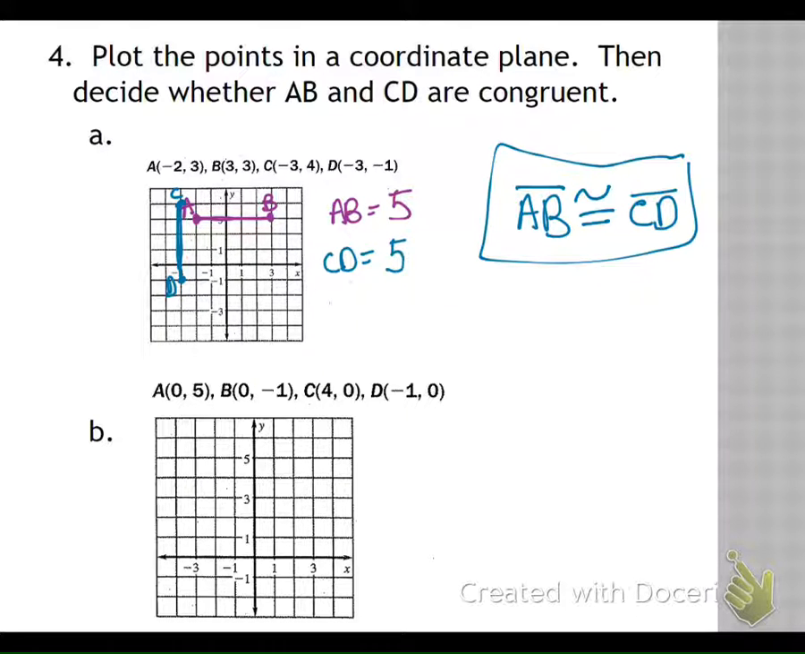Next up, we're going to be plotting some points again. We have A at (0, 5). So take a second, plot yours while I plot mine. B is at (0, -1). Over here, we have C at (4, 0). And we have D at (-1, 0).